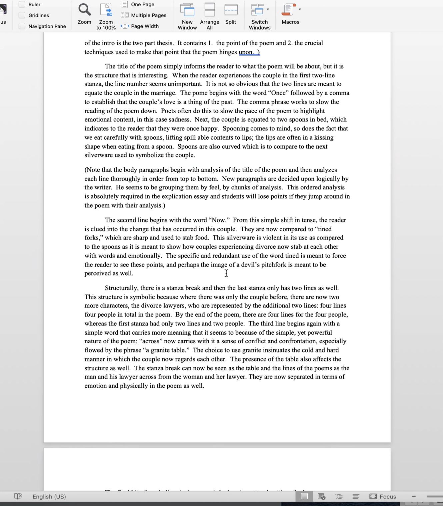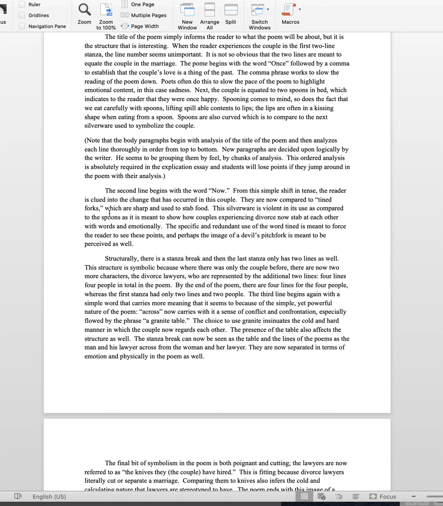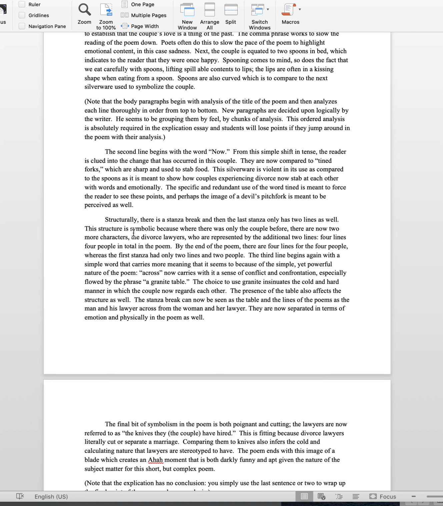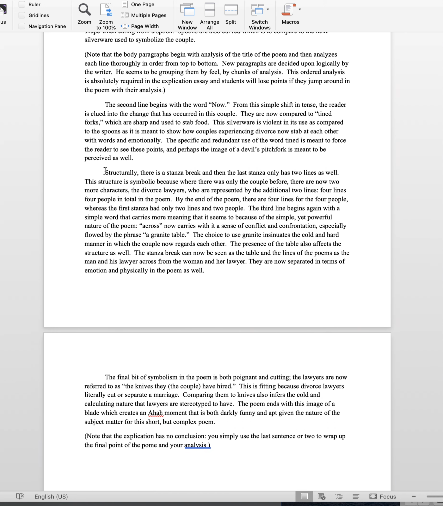All right, so I decided that maybe the first body paragraph dealt with the title and the first line, so I made my second body paragraph deal with the second line and the forks and all those implications, okay? So if you'll notice next, for the structure, I talk about basically how the stanza break comes into play.